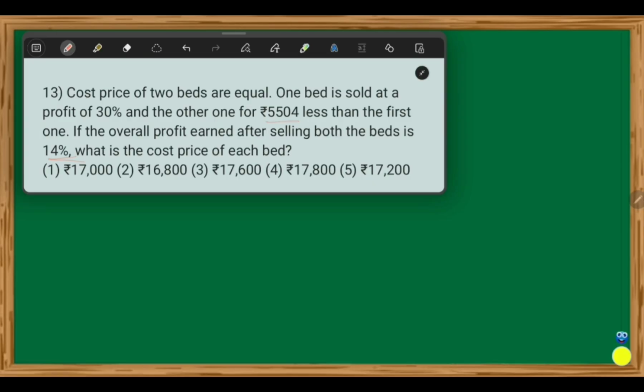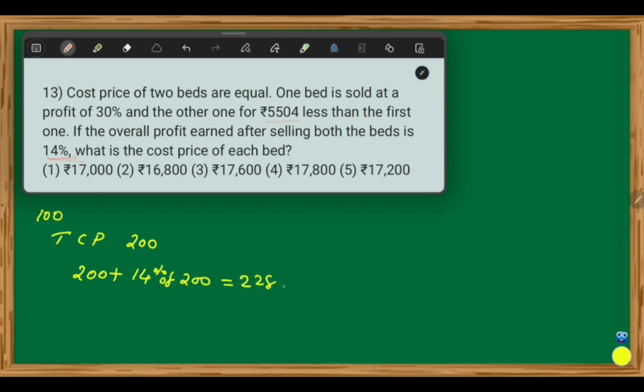Okay, look at the answer. Here, let's solve this question using a simple assumption method. We assume that the cost price of each bed is 100. Therefore, the total cost price is 100 plus 100, which is equal to 200. The overall profit is 14%. Therefore, the total selling price is 200 plus 14% of 200, that's equal to 228.